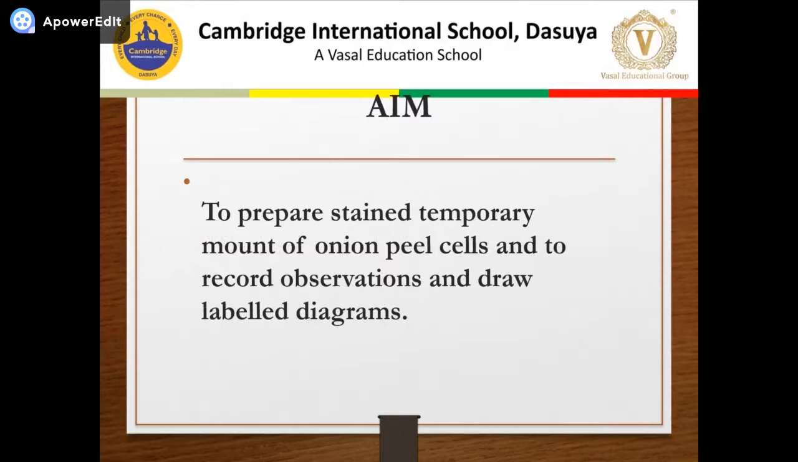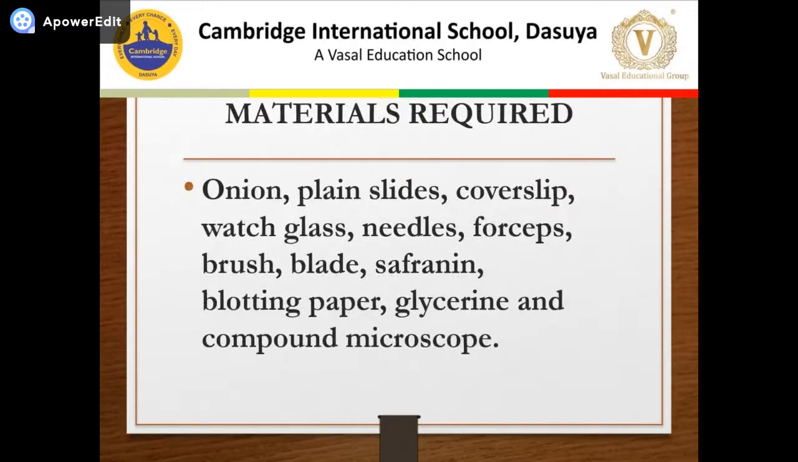So what is the aim? We have to prepare a temporary mount of onion peel cells, record all the observations, and draw the diagram. What material do we require to perform this activity? We need an onion, clean slides, cover slip, watch glass, needles, forceps, brush, blade, safranin, blotting paper, glycerin, and a compound microscope so that we can see after performing the activity under the microscope.